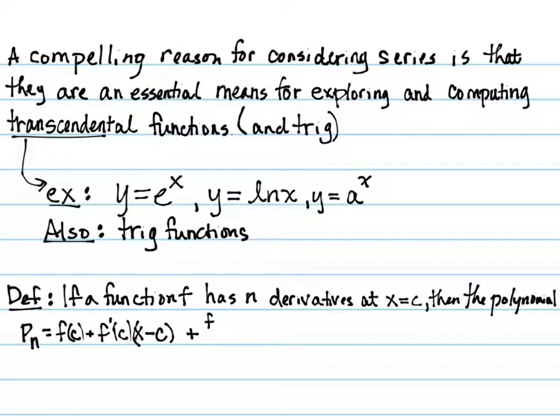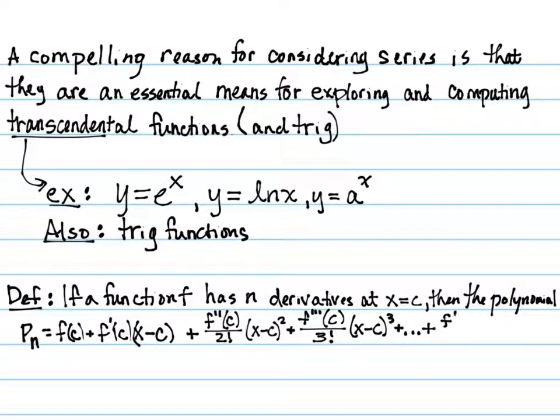plus f double prime of c over 2 factorial times x minus c squared plus f triple prime of c over 3 factorial times x minus c cubed. And we're going to keep going until we get to a specific stopping point. It will be given to you in the problem where you're going to stop. So we're going to call it n. We're going to take the nth derivative at c over n factorial times x minus c to the n.